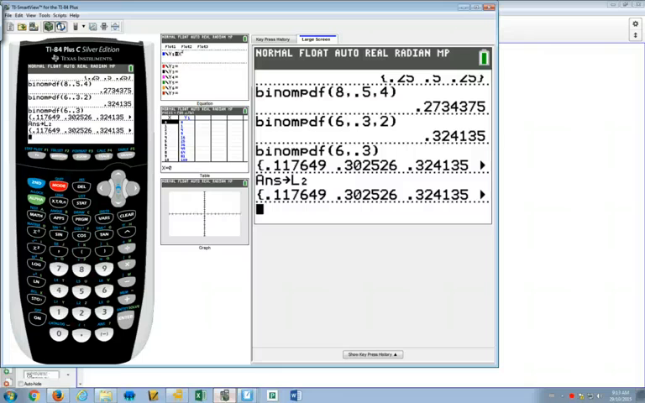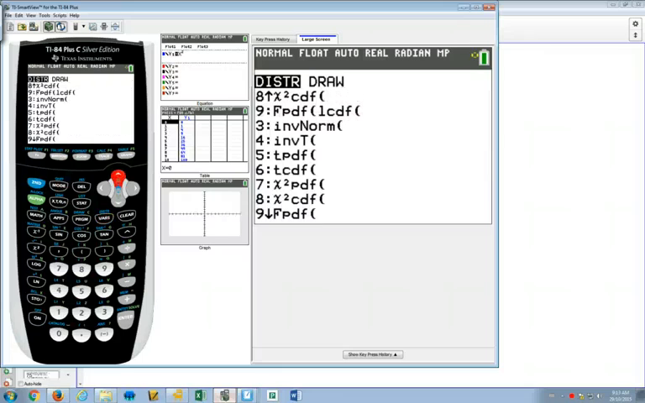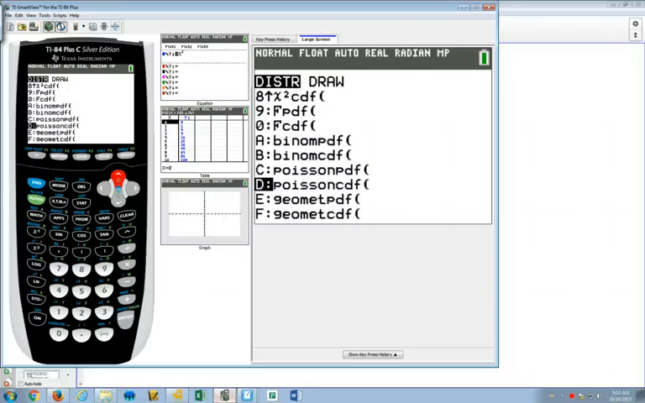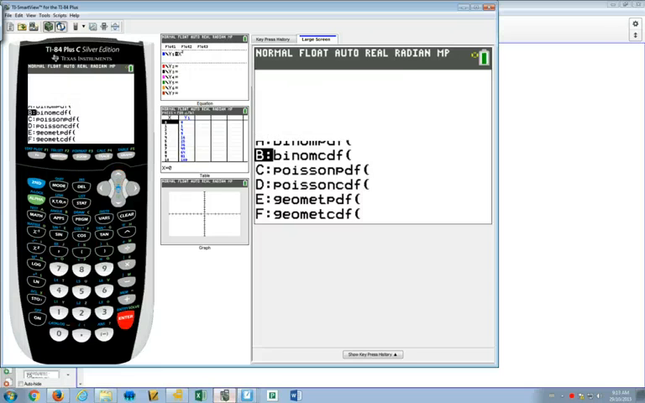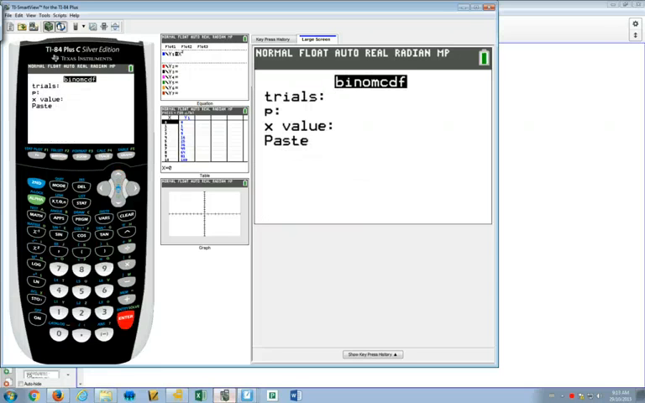Last time we did binomial PDF and stored it into list 2. Now I'm going to go to distribution, and you'll notice that right under binomial PDF is binomial CDF. Push enter on that one. We still have 6 trials. Our probability of a defective one is 0.3. We can find out a specific value. So if we wanted to add up 0 and 1, then we would put x as 1. If we would like to add 0, 1, and 2, then we would put x as 2.